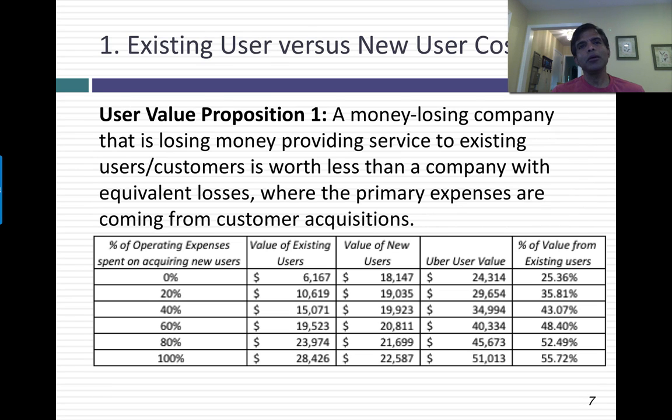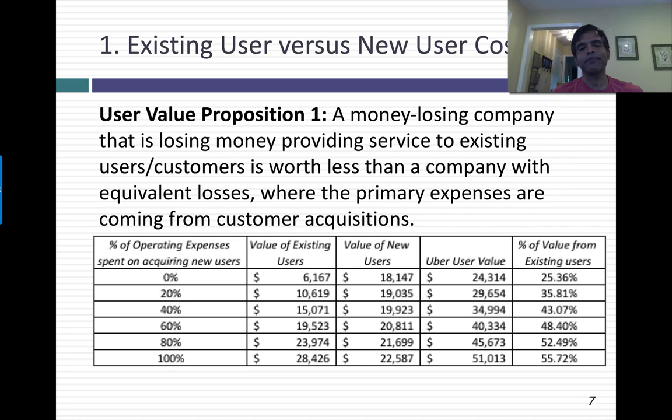Sounds like a weird thing, but let's take the Uber example. If you remember in the Uber example, I took the existing financials of Uber and tried to eke out from it, because the facts were not clear, how much of the costs were spent servicing existing users and how much was spent getting new users. Right? You're saying, who cares? It turns out that it does matter, because if I took my user valuation model, kept everything else constant at Uber, and just changed the percentage of operating expenses each year that go to acquiring new users, here's what you see. As the percentage of my expenses that go to acquiring new users increases from 0% to 100%, the value of my existing users and my new users goes up.